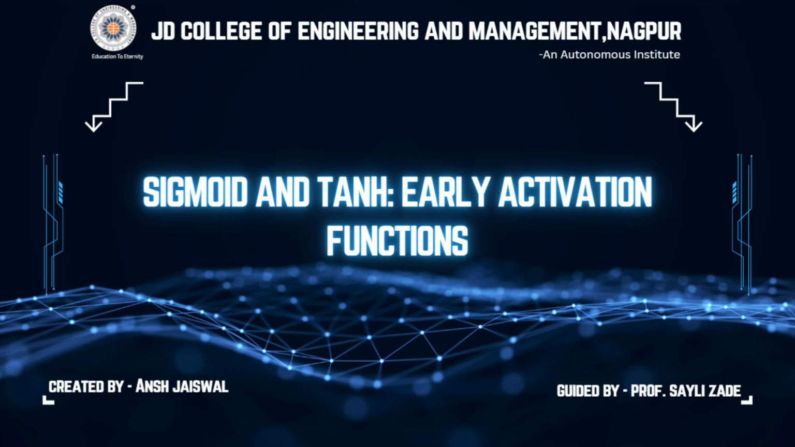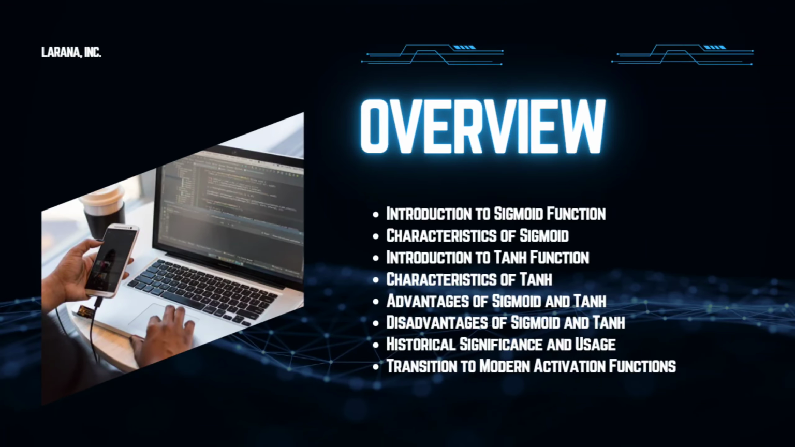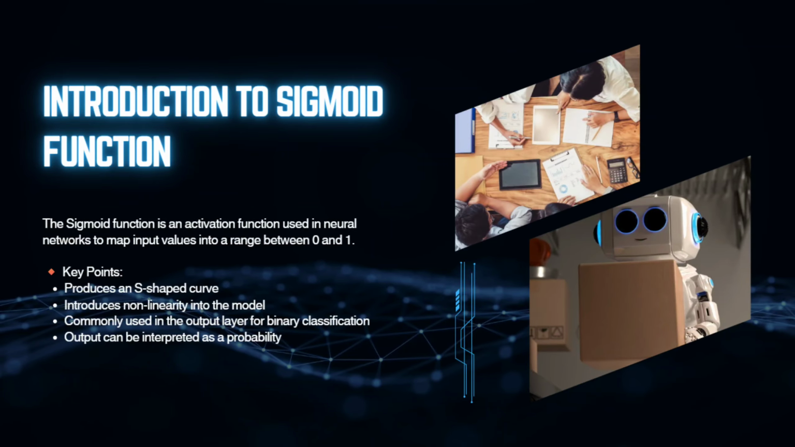Before we jump in, here's a quick look at what we will cover. We will start with an introduction to the sigmoid function and its key characteristics. Then we will do the same for the tanh function. After that, we will compare their advantages and disadvantages, look back at their historical importance, and finally, see why modern deep learning has often moved on to other functions, the full journey from the past to the present of activation functions. Alright, let's kick things off with the sigmoid function.